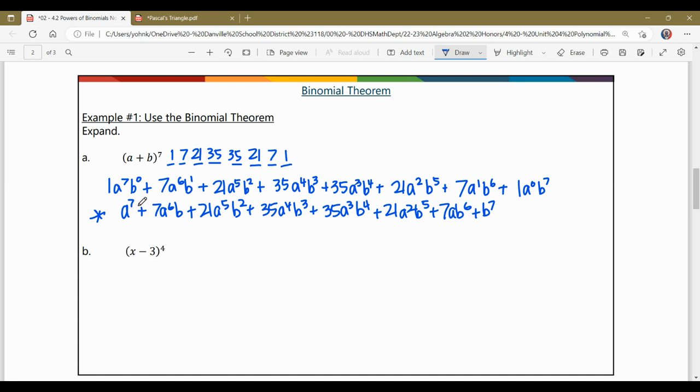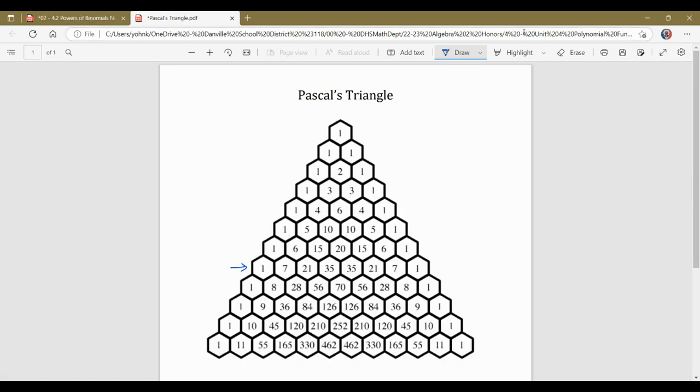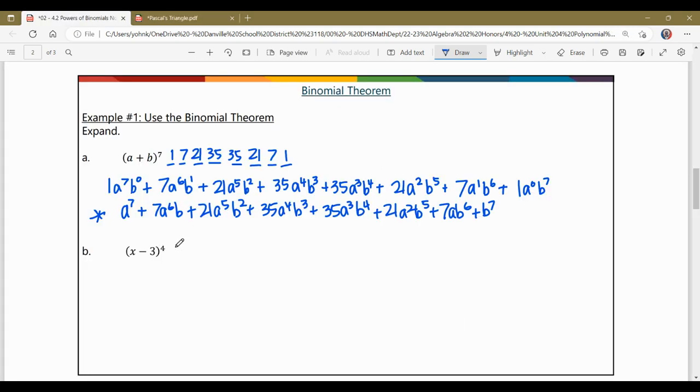Okay, let's take a look at letter B. So this time we're in the 4th row. So let's go grab the numbers for the fourth row. The fourth row is right here, 1, 4, 6, 4, 1. So those are my numbers I'm going to use, 1, 4, 6, 4, 1. So I put the first number 1. I do the first thing in the parentheses, x, to the power on the outside, 4. And I do my second thing, -3 to the 0 power, plus.